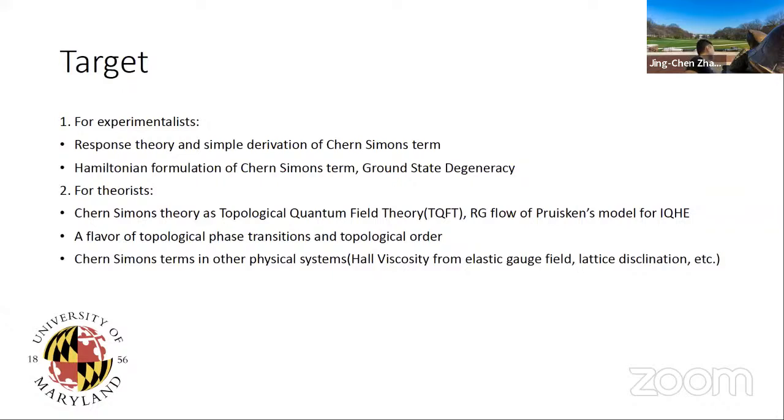Also, by analyzing the property of the Chern Simons term, I will give you a flavor to appreciate why it is called a topological phase transition when we're discussing Chern Simons terms. In the end, I will give some examples of how to use the Chern Simons term to explain more systems. I will give the Hall viscosity as an example. It's a very technical example, but once you get the flavor, you can probably apply it to some more mathematical applications, such as lattice disclination or lattice dislocation, which can both be explained by the Chern Simons term.